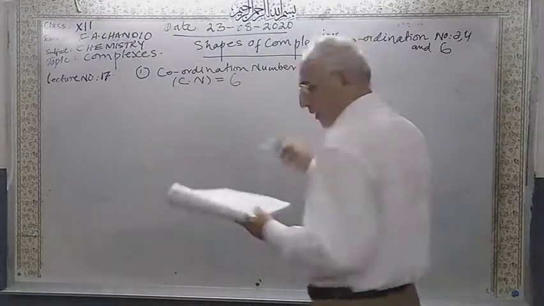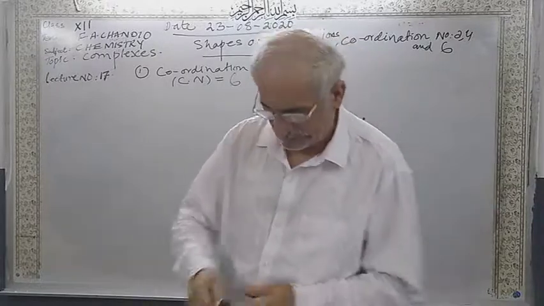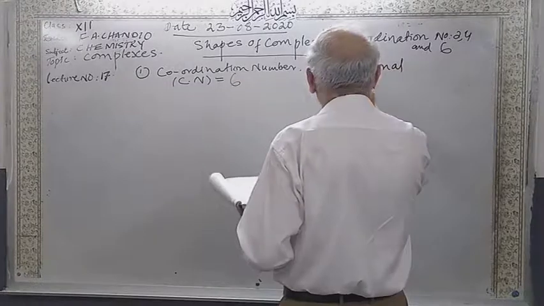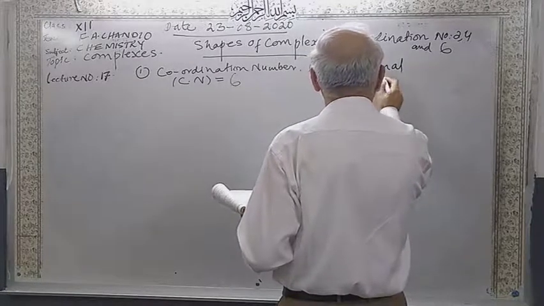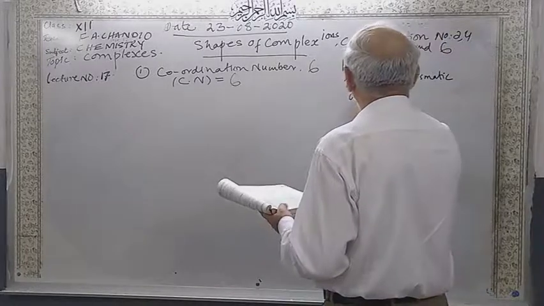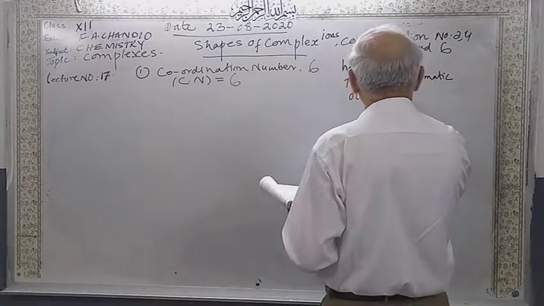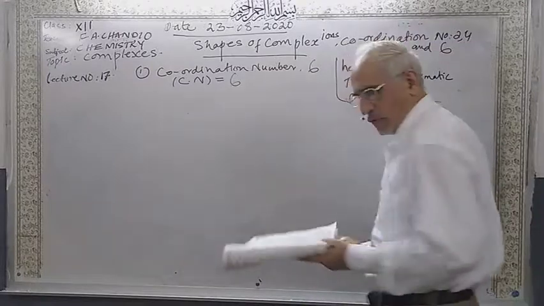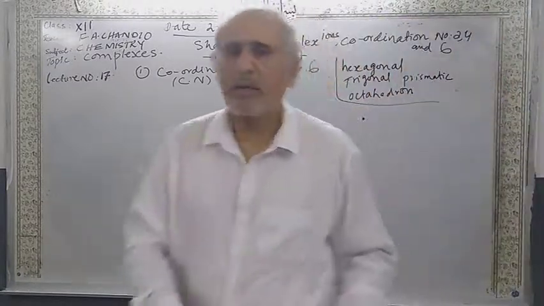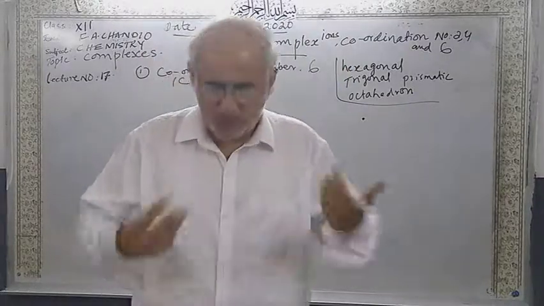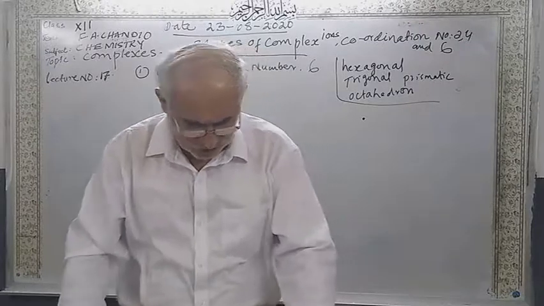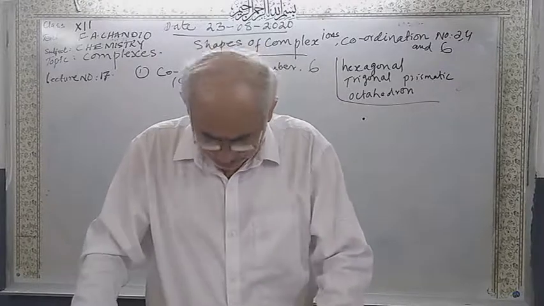Number one is hexagonal. Number two is trigonal prismatic. Number three, octahedron. So these are the three possibilities for the structures of the complexes containing 6 coordination number. These arrangements, together with the numbers designating substitution positions, may be depicted by these diagrams you can see here.